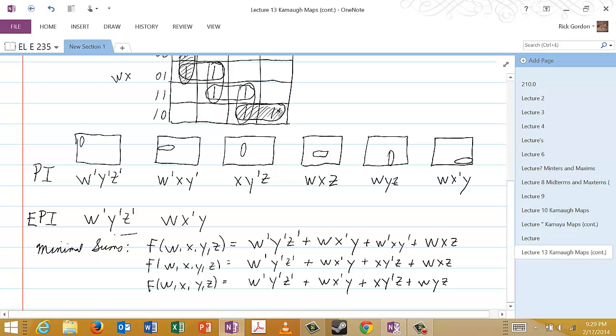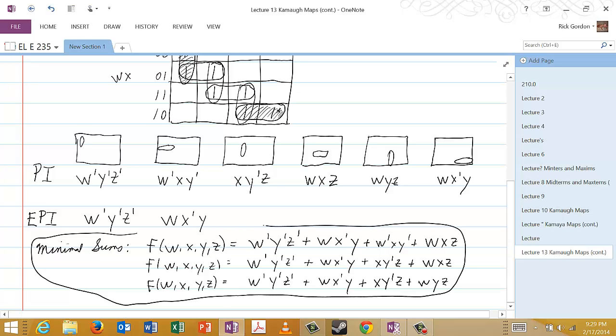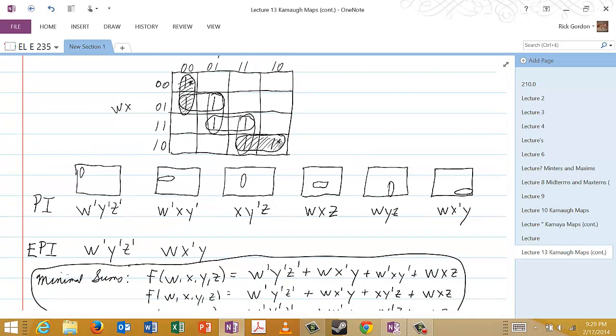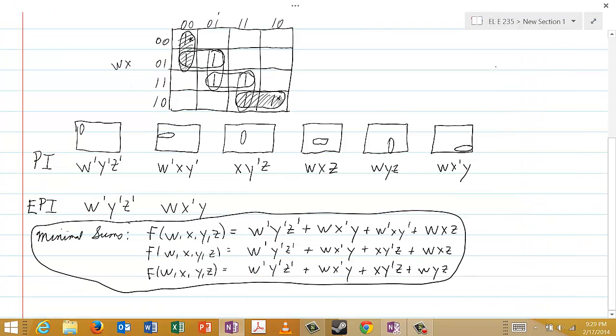So this particular function has 3 minimal sums. And that's an example of a problem where you have more than one minimal sum, and that's the way that you could handle that. So I hope that makes that concept clear, and I believe that, as I mentioned before, if you were able to do that on your own, you certainly understand the use of Karnaugh maps to find minimal sums.